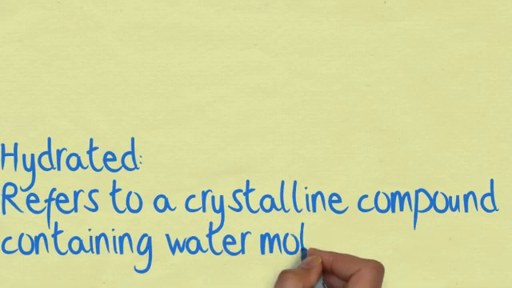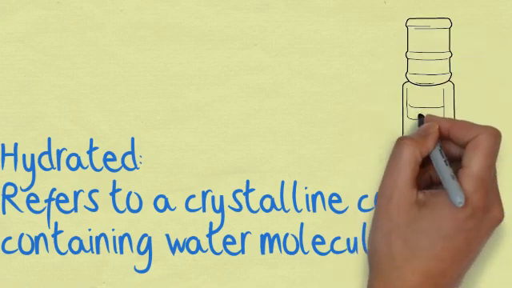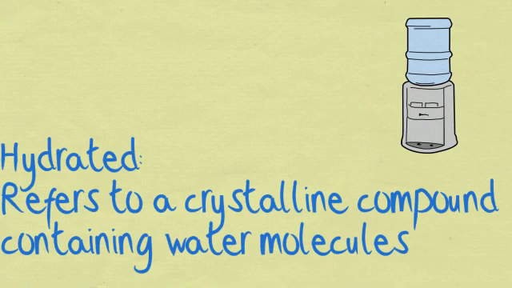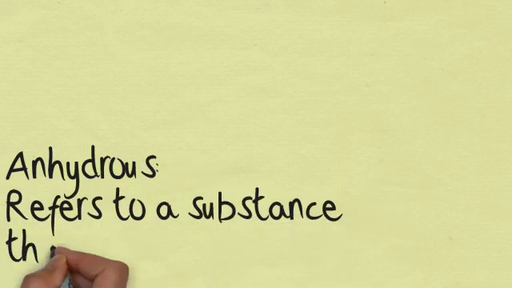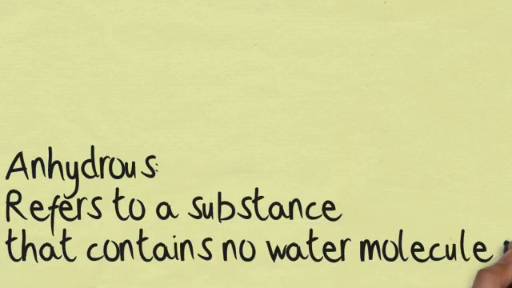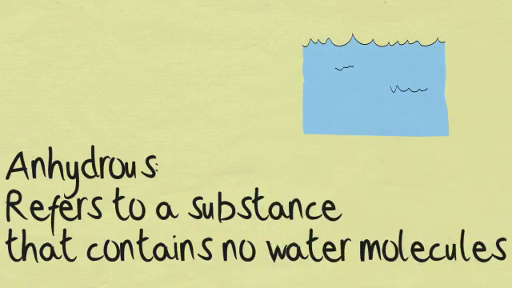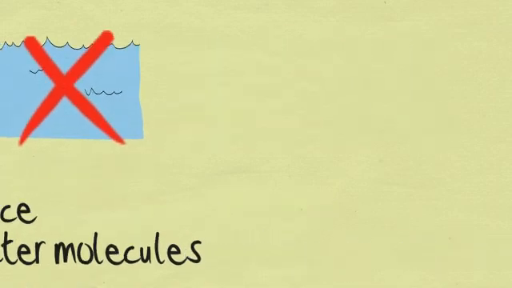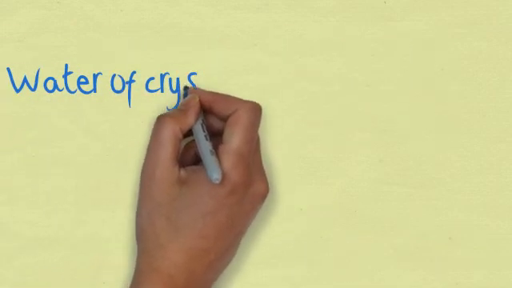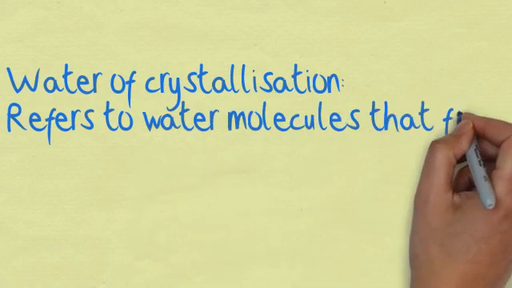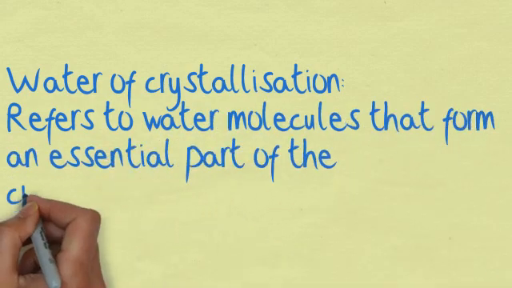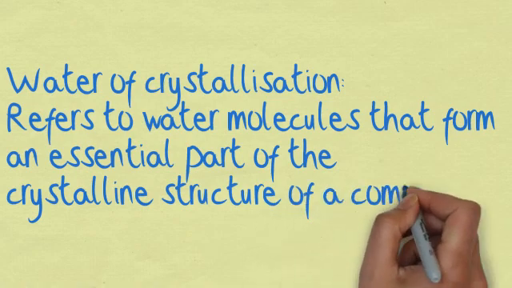Hydrated refers to a crystalline compound containing water molecules. Anhydrous refers to a substance that contains no water molecules. It is without water. The water of crystallization refers to water molecules that form an essential part of the crystalline structure of a compound.